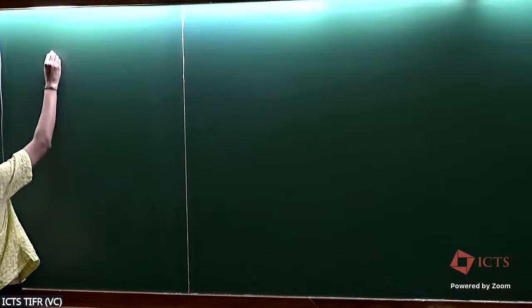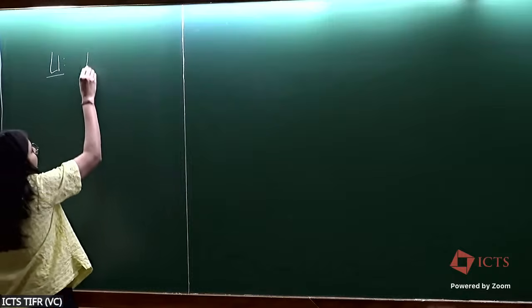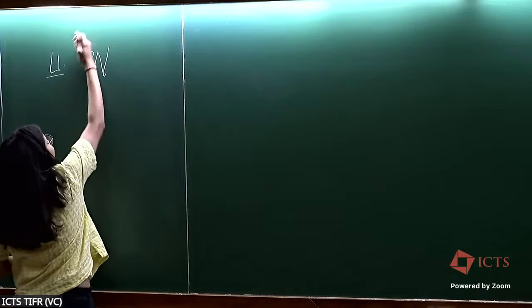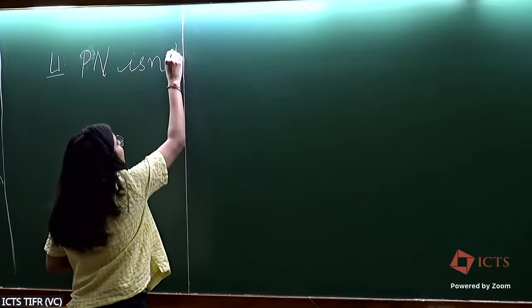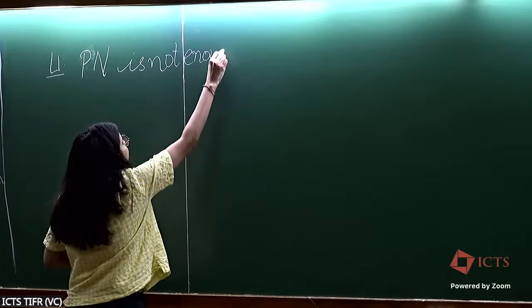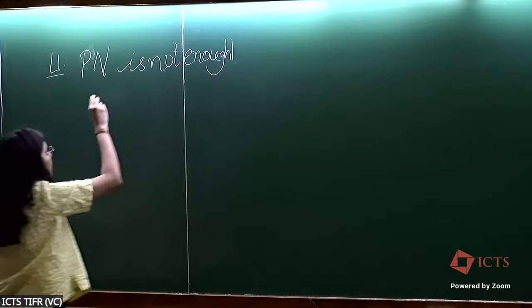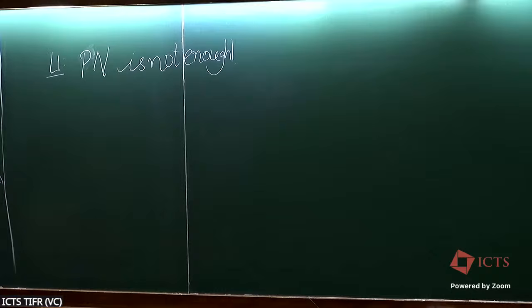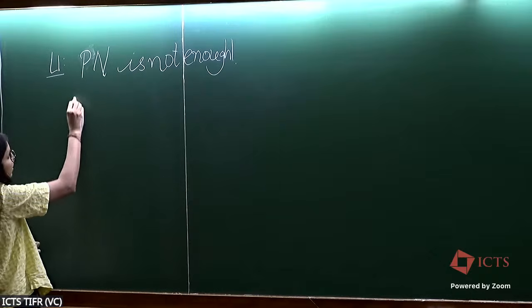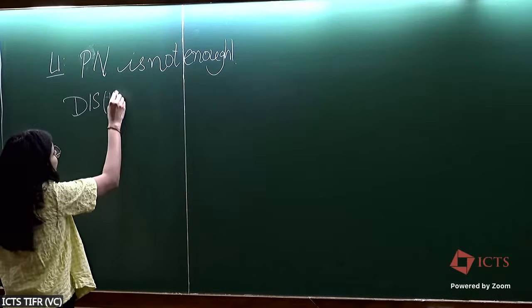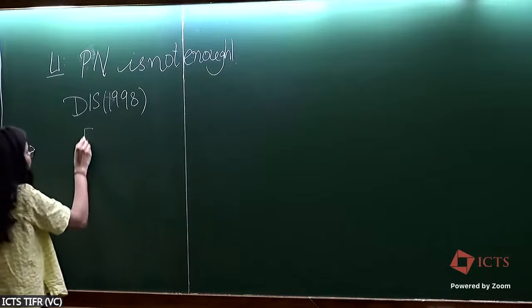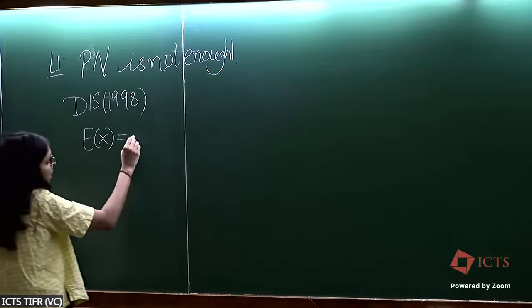So I was saying that before going into what we will do today, let's take a revision of what we did so far. In lecture 1, we said that PN is not enough. And we considered some sort of a resummation of this PN information, which we call the DIS approach, where we constructed the energy function E of x.